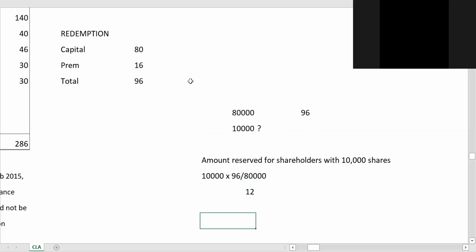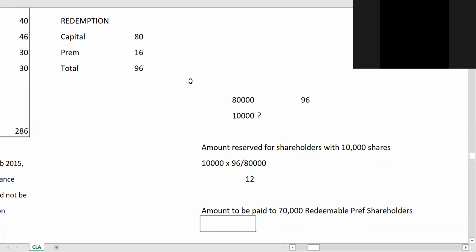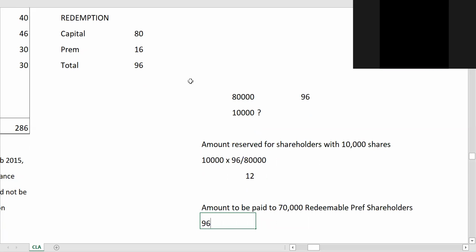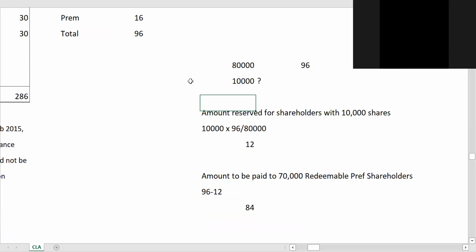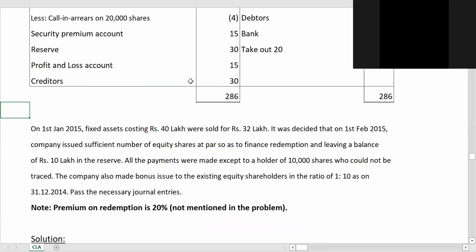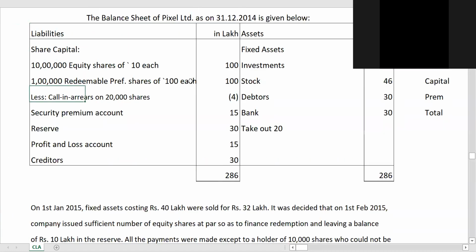So now the amount to be paid to the 70,000 redeemable preference shareholders will be 96 minus 12, which is 84 lakhs. So 84 lakhs will be used for the bank account. Okay, now let us do the entries one by one.